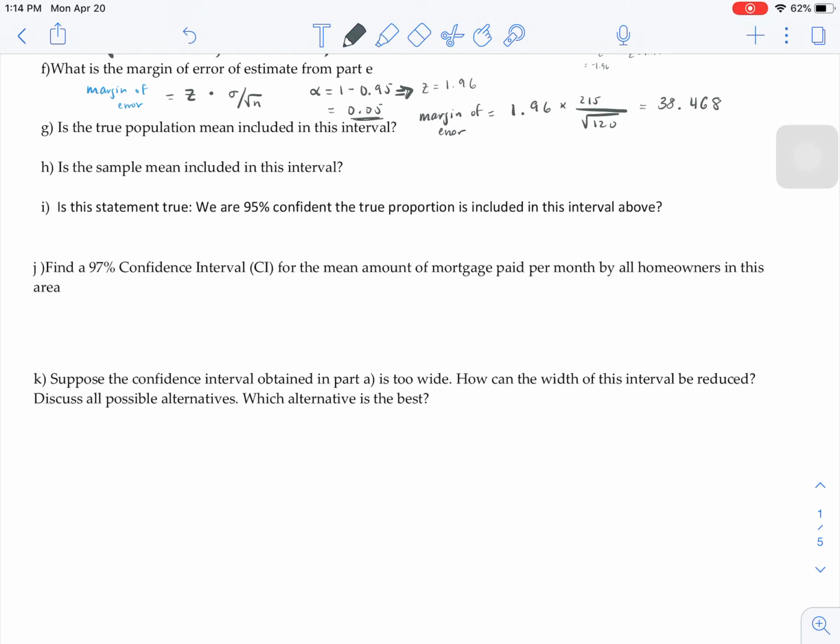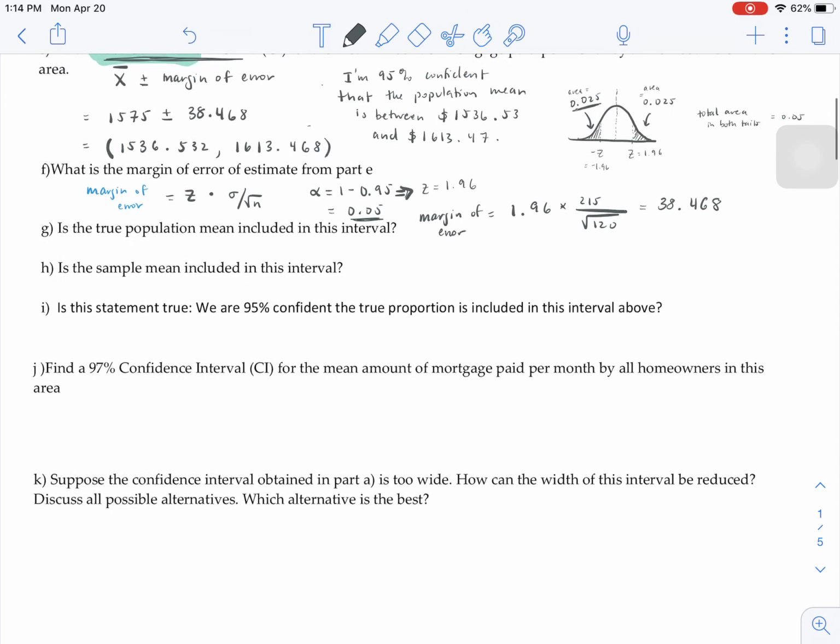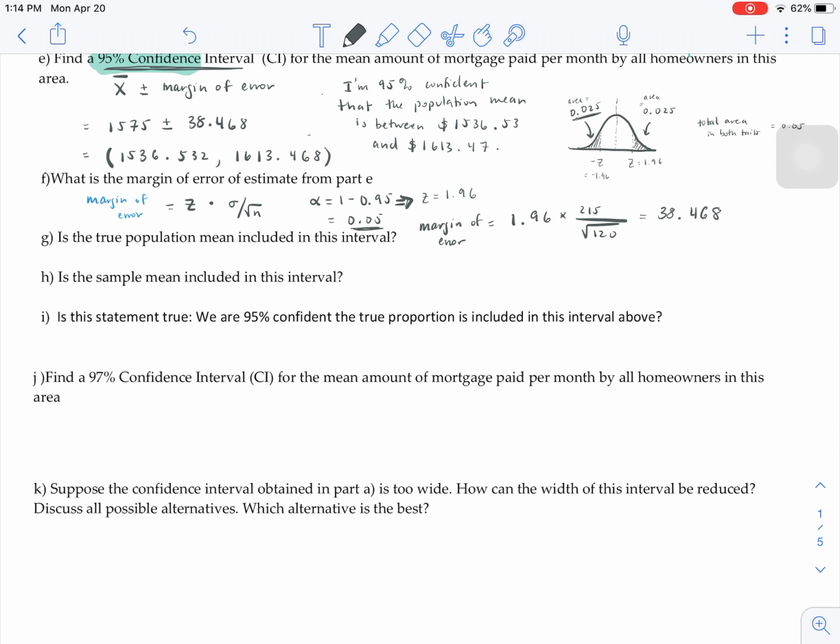Next, the question is: is the true population mean included in this interval? Well, do we know what the true population mean is? We don't. That's what we're trying to estimate. So we don't know what the population mean is, so we don't know if it's included in this interval. We're just 95% confident that it is. So to this we say, we don't know for sure that it's in this interval because we don't know what the population mean is. We're just estimating it to be within this interval.